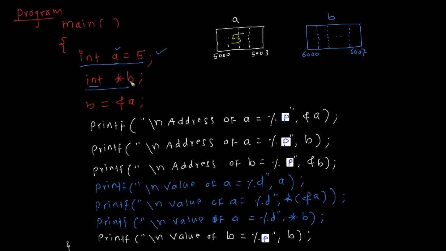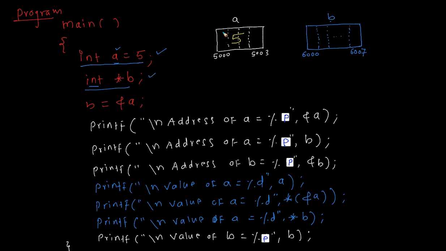As B is a variable, B will be allocated memory. How much memory will B be allocated? B is a pointer, so a pointer requires 8 bytes of memory, as we have discussed. So 8 bytes of memory, wherever it is free, will be reserved. Let's say those 8 bytes, starting from 6000 memory address till 6007, will be reserved and called B. So this is what happens with this statement.